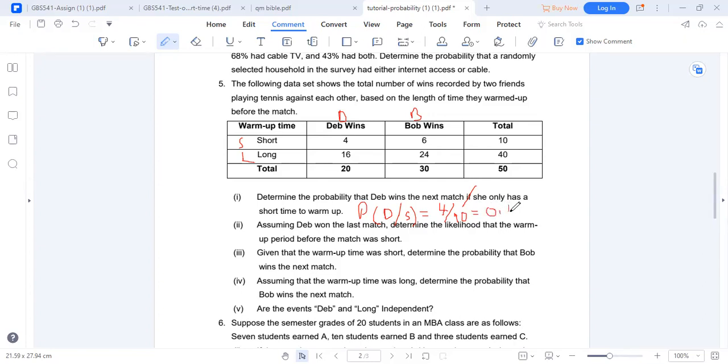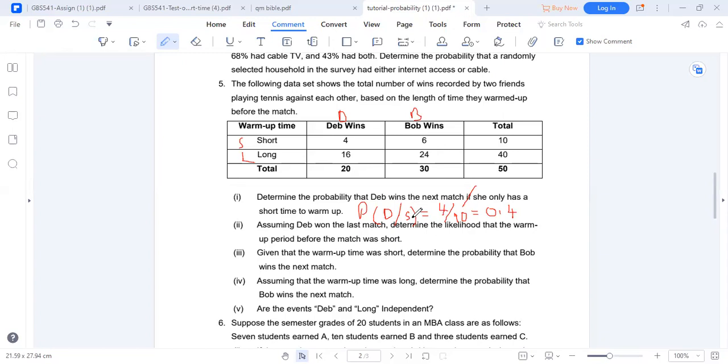Why over 10? He's given a correct answer, but justify him. We're looking at the data given. Deb, the wins, it's 4. Then the short warm-up, the total is 10. The total for the S, for the guy down here, is 10. Correct.